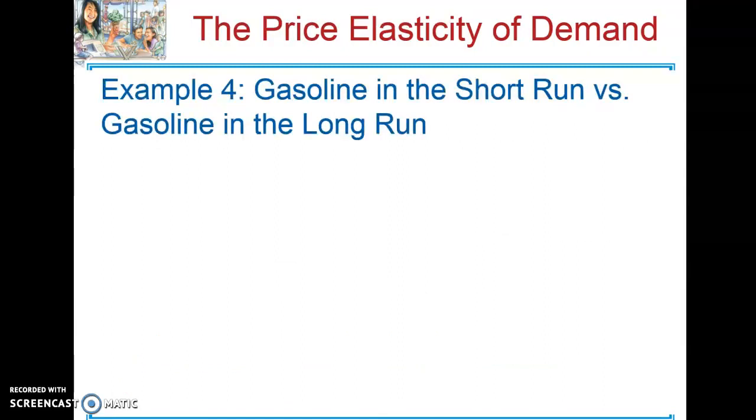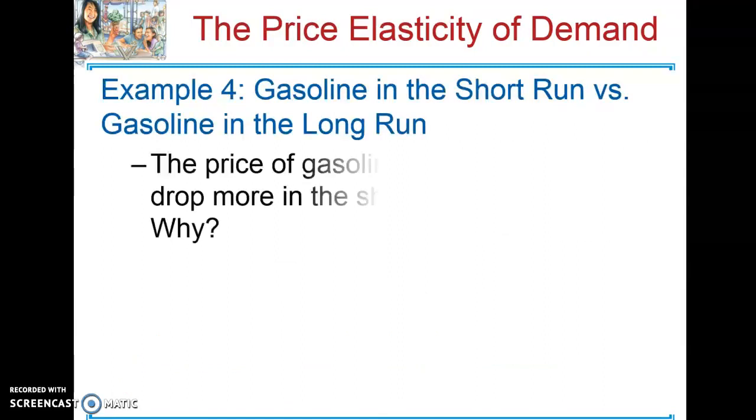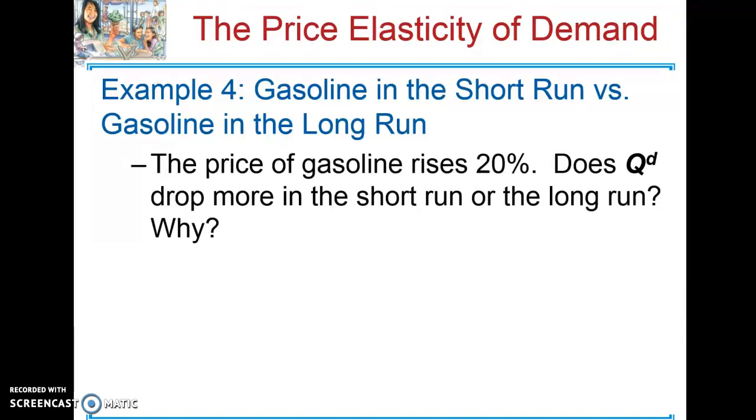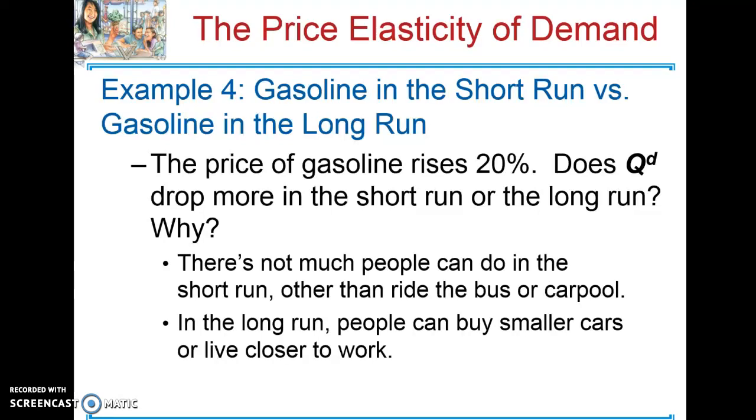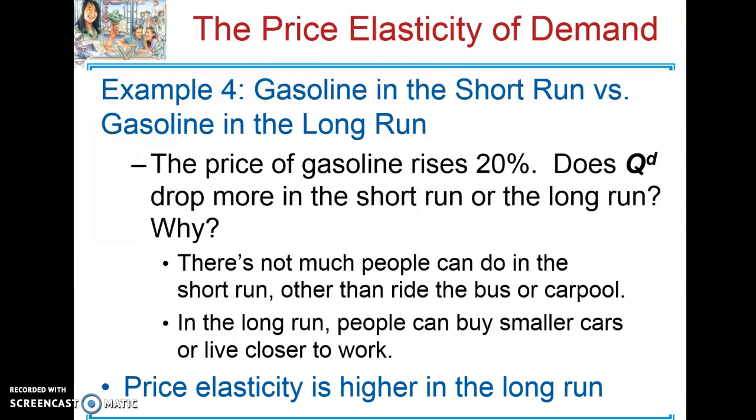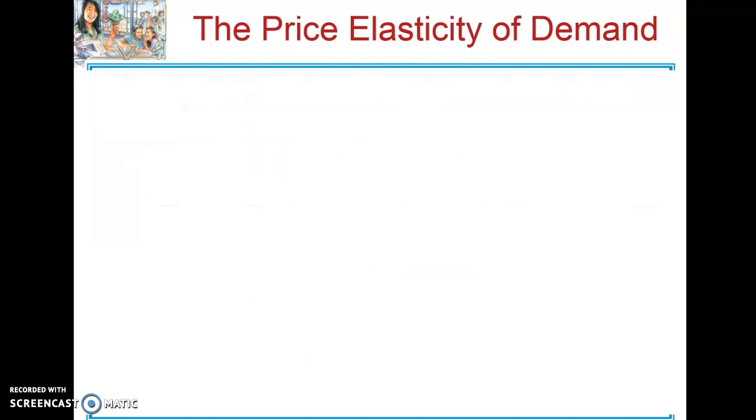Gasoline in the short run versus gasoline in the long run. If the price of gasoline goes up by 20%, does the quantity demanded drop more in the short term or in the long run? In the short term, there's not much people can do other than maybe take a bus or hitch a ride. In the long run, however, people can make adjustments and buy smaller cars or maybe even move closer to their work. So price elasticity is higher in the long run.